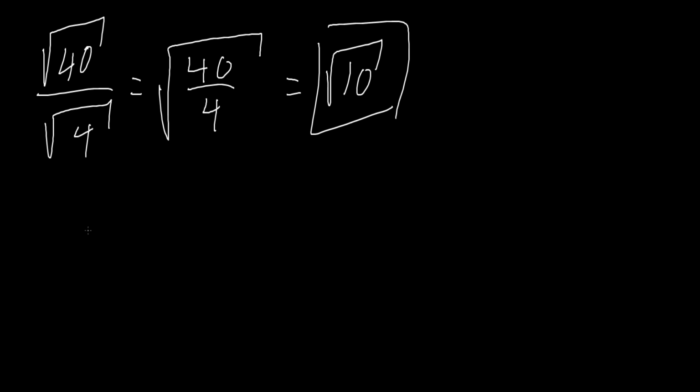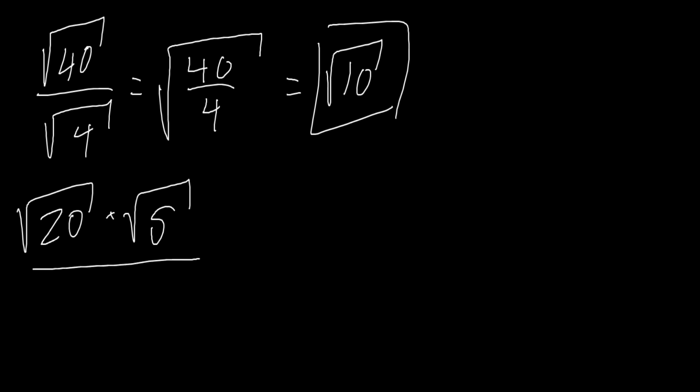It's as simple as that. Let's get into another example. Let's say we had the square root of 20 times the square root of 5 over the square root of 2.